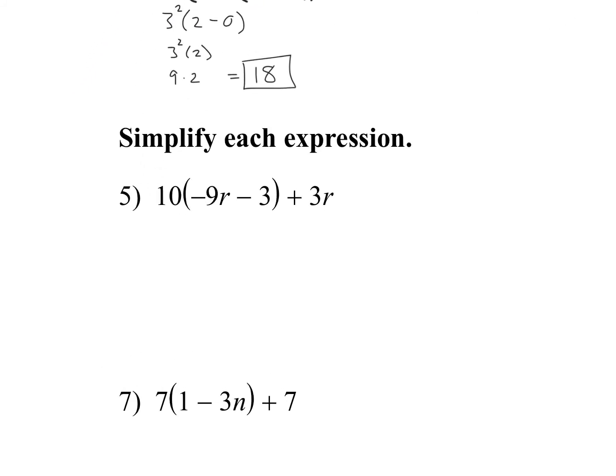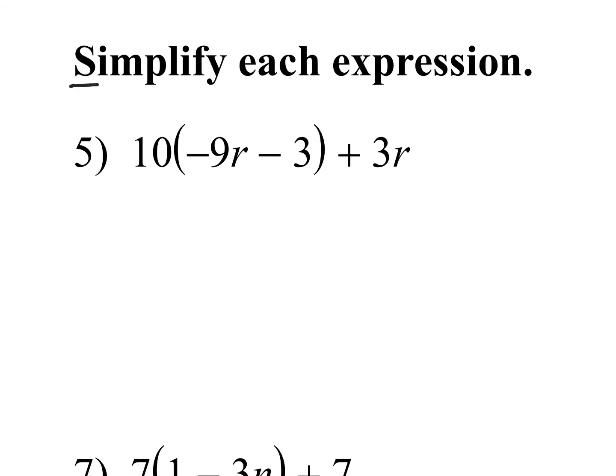Next section, we are simplifying. Simplify is different than solve. A lot of people on the quiz just randomly put in an equal sign. Do I have an equal sign in here? No, so I'm just combining my like terms. What should I do first? Distribute. Here I have to distribute because I can't combine negative 9r and 3. They're not like terms, so I cannot add them together. So I need to distribute.